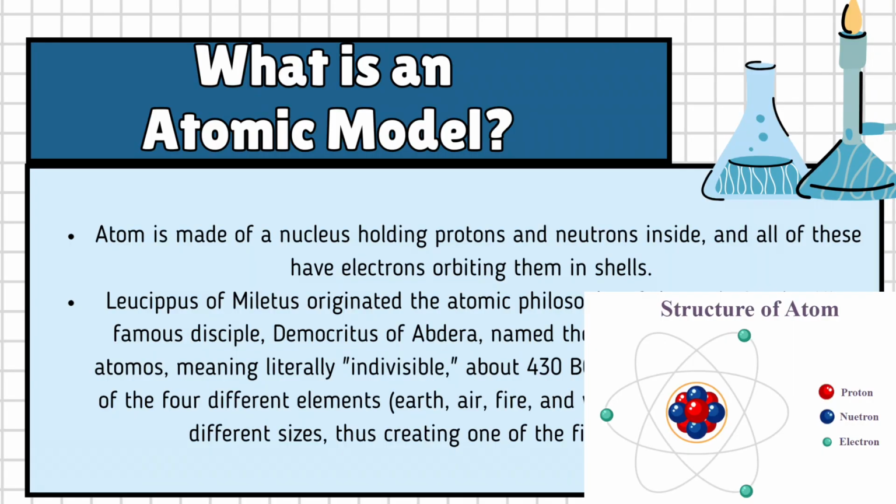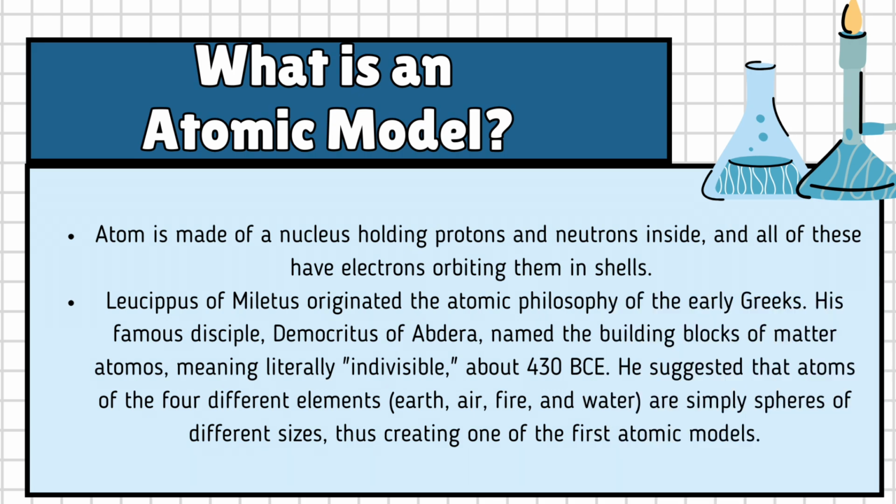An atom is made of nucleus holding protons and neutrons inside, and all of these have electrons orbiting them in shells. The count of particles present in an atom can be calculated using its atomic number and mass number.